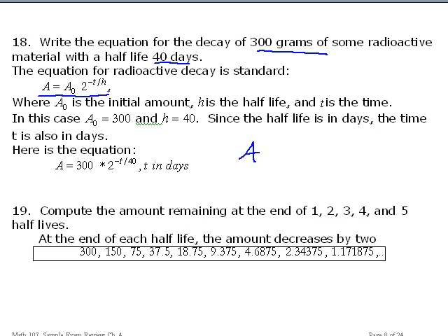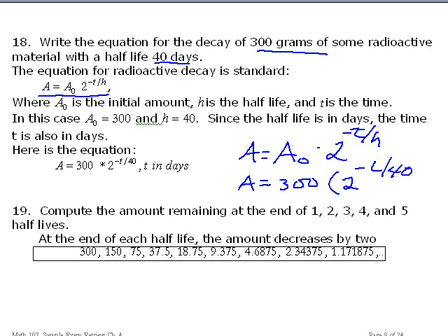The amount that you have is the amount you start with. So when you go to do a problem, write down the equation first. And it drops by half, 2 to the minus t over, I'll use h for half-life. Having written that, I will now put in the numbers. A equals, I started with 300, so the 300 goes here. Remember, it multiplies this. 2 to the minus t, and the half-life is 40.